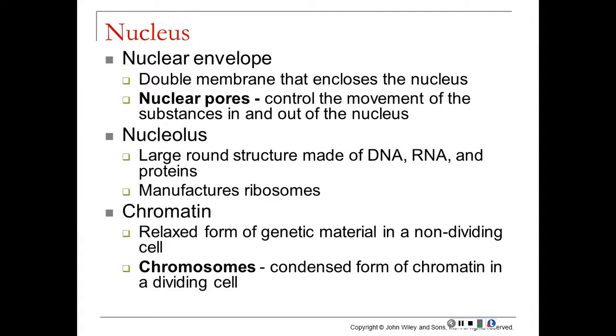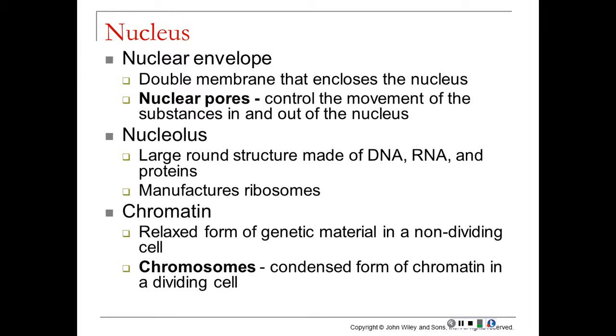The nucleus itself is comprised of the nuclear envelope, which is the membrane that encloses the nucleus. It has nuclear pores within it, which are the small holes allowing things to come into and out of the nucleus. The nucleolus is the large round structure that's made of DNA, RNA, and proteins. This is where ribosomes are made inside of our cell. In fact, it's where the large and small subunits are made. The large and small subunits then come together within the cytosol.